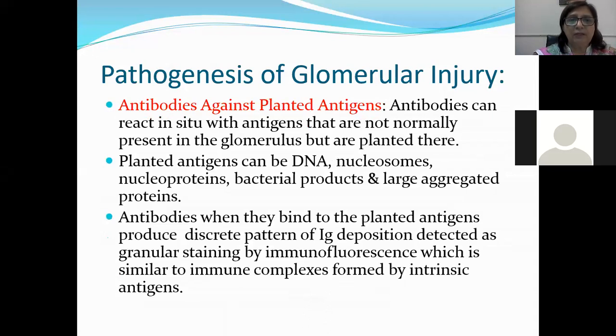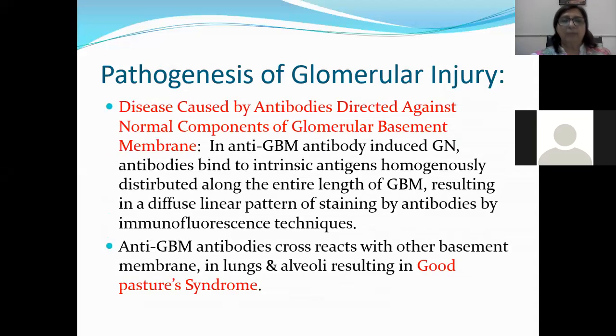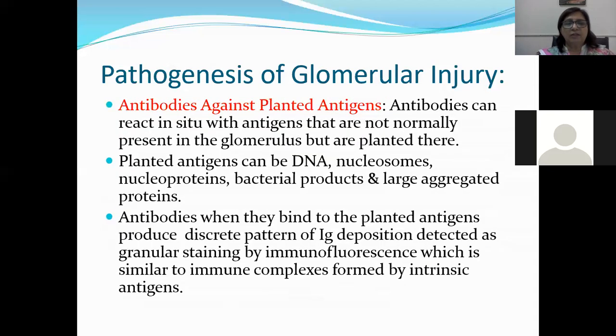Antibodies against the planted antigen. Antibodies can react in situ with antigens that are not normally present in the glomeruli but are planted on them. Planted antigens, as I've told you, can be DNA, nucleosome, nucleoproteins, bacterial products, and large aggregated proteins. So planted antigens can be from DNA products, nucleosome, which are products of the nuclei, nucleoproteins, bacterial products, and large aggregated proteins. They can also come and lodge into the glomeruli, and antibodies are formed against these antigens, and they are planted on the glomeruli.